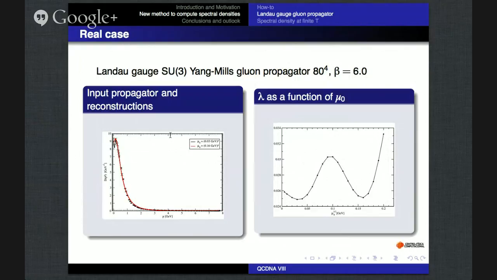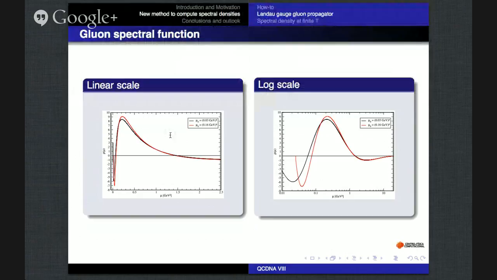If you plot lambda as a function of our regularization parameter in the infrared, you have two minima for lambda. Here you have the two solutions, one for each minimum of lambda. They are close to each other, with similar behaviors. You see that there is a negative region for the gluon spectral density.